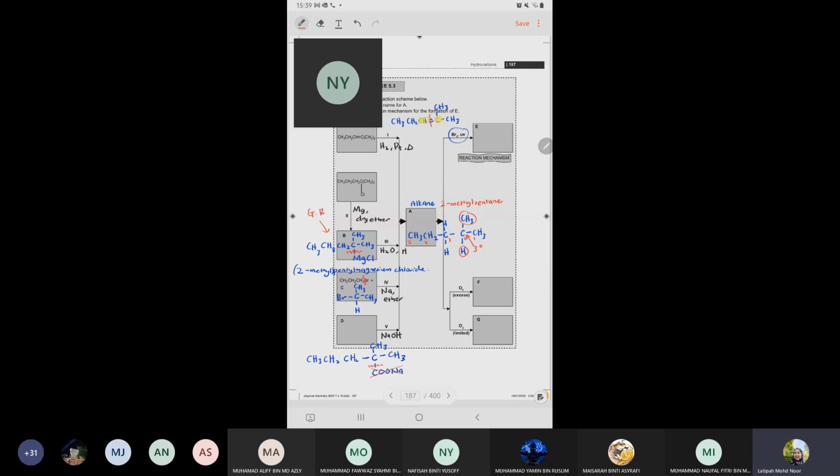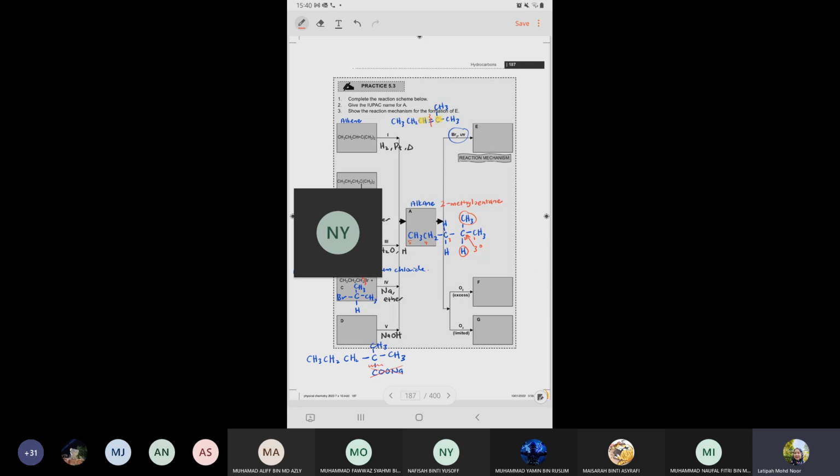Tapi not providing us with the major product. So major product is the most stable haloalkane. Okay, it means we have to substitute the H from the tertiary carbon. Okay, kalau tak ada tertiary carbon, kita refer secondary carbon. Kalau tak ada, baru kita pergi pada primary carbon.